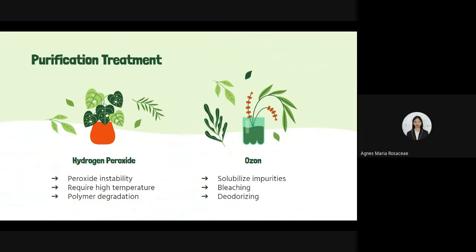The recovered polymer has to be purified from possible remaining contaminants. Hydrogen peroxide and ozone treatment have been used to reduce endotoxin contents. However, hydrogen peroxide treatment is prone to peroxide instability, requires high temperature, and is also prone to polymer degradation. Ozone purification treatment was introduced later on as a substitute for hydrogen peroxide treatment. It solubilizes impurities and also has a bleaching and deodorizing effect on the polymer.